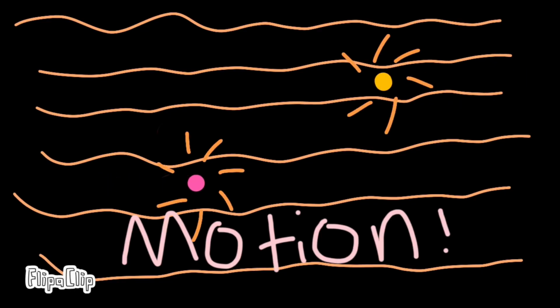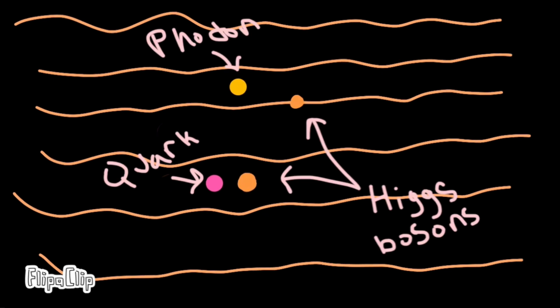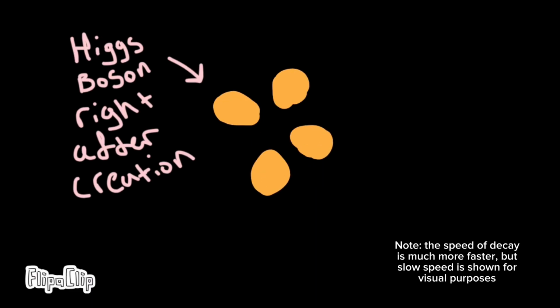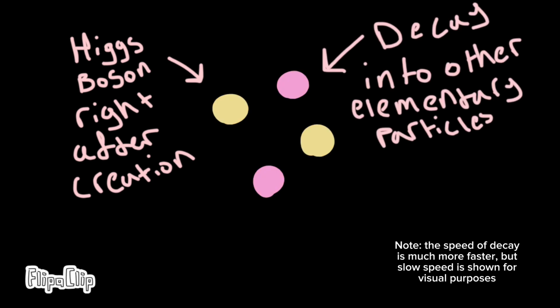Well, what does the Higgs boson have to do with all of this? When the Higgs field is disturbed or stimulated, the Higgs boson is created. You can say that the Higgs boson is a wave in the Higgs field. The Higgs boson is extremely unstable. That means after it's created, it decays right away into other particles like quarks.